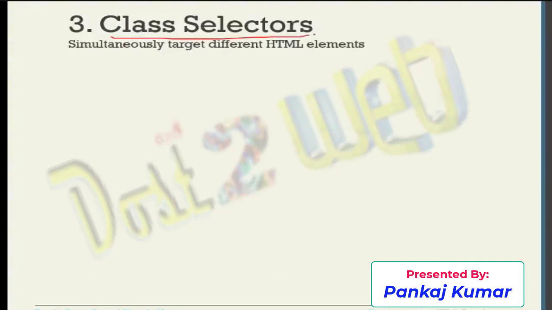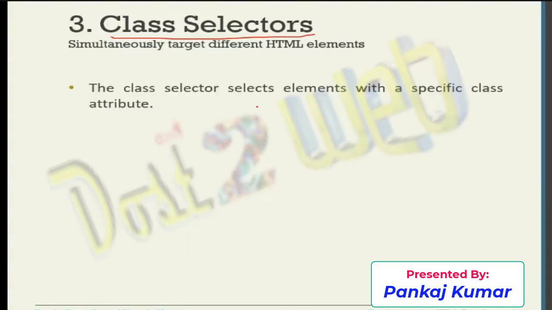Next, you have something called the class selector. We have seen the element selector and the group selector. Now we have the class selector. When you define a class selector, it will select the element with the specific attribute. You are going to define it with the specific attribute.